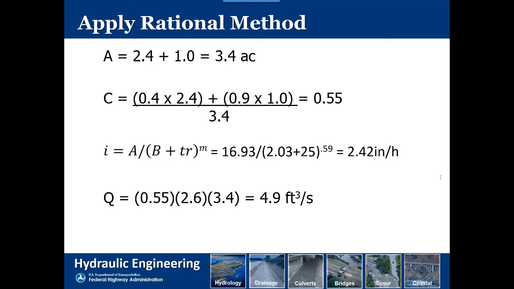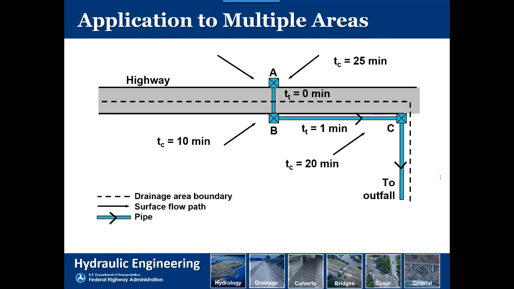Okay, so any questions about how to get a composite C? Because you're going to be doing this in the workshop, so I hope you understand. So this is going to be our workshop problem. And, well, let's back up. Do you have any questions about what Calvin talked about or about the rational method in general?